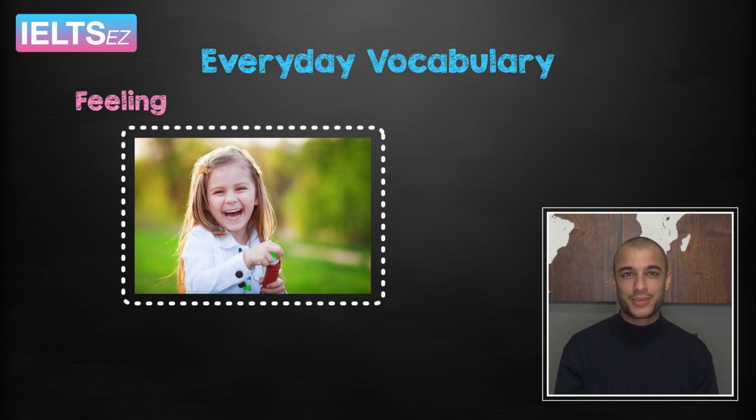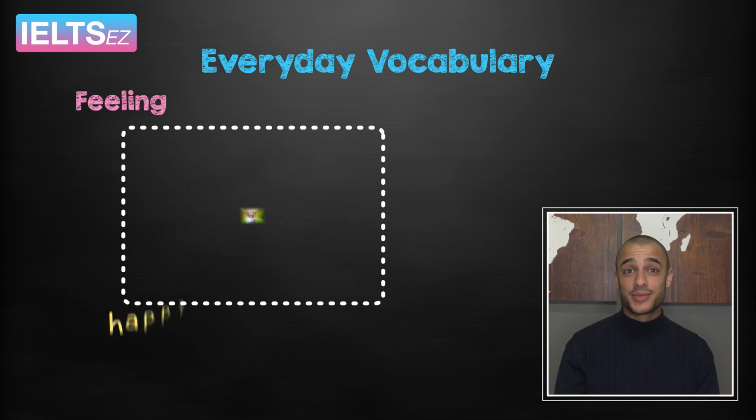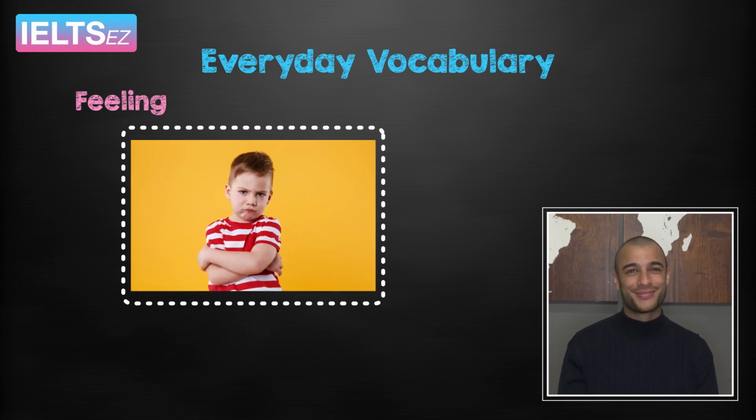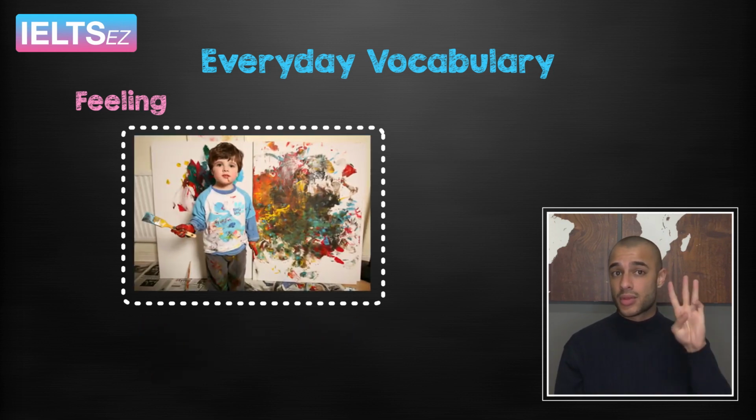This one is simple. Happy and happiness. Next, are you ready for number 2? Here we go. Right, another easy one. Angry and anger. You could also describe this boy as being upset, which means unhappy, sad, and even angry because something unpleasant happened. 3.